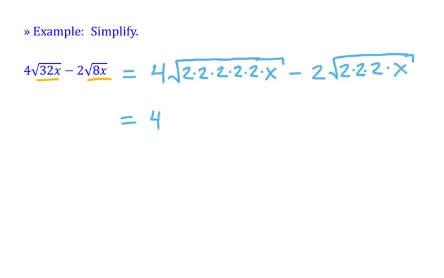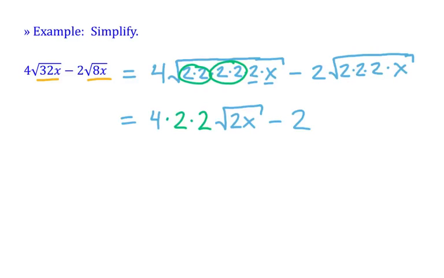In my first radical, I notice I have a pair of 2s, so I can bring out a 2. And I have another pair of 2s, so I can bring out another 2. And that looks to be it. So that means within the radical I still have 2x. For my second radical, I have one pair of 2s, so I'll bring out a 2. Within the radical still remains 2x. I haven't talked a lot about the numbers that were out front of the radicals to begin with, but you can see I just dropped this 4 down out front for my first radical, and I just dropped the 2 down out front for my second radical.